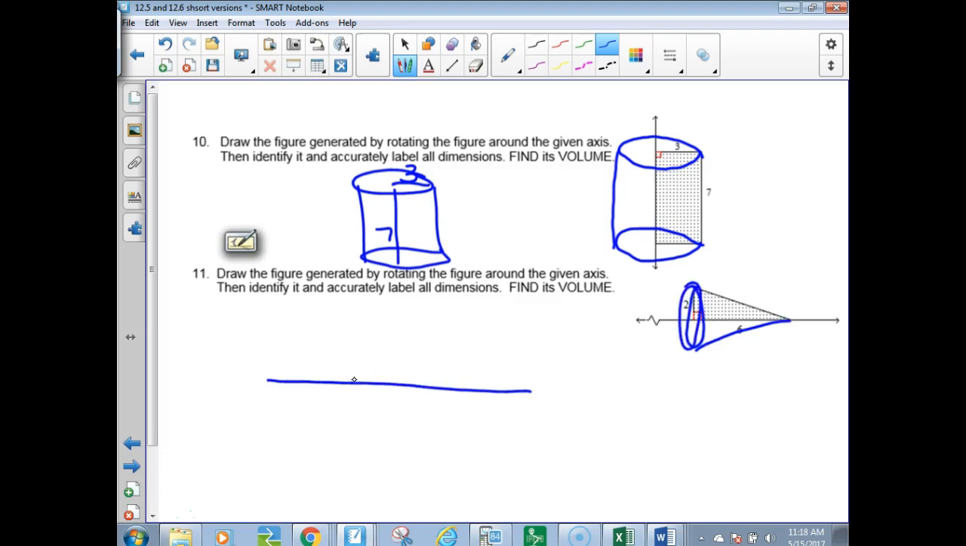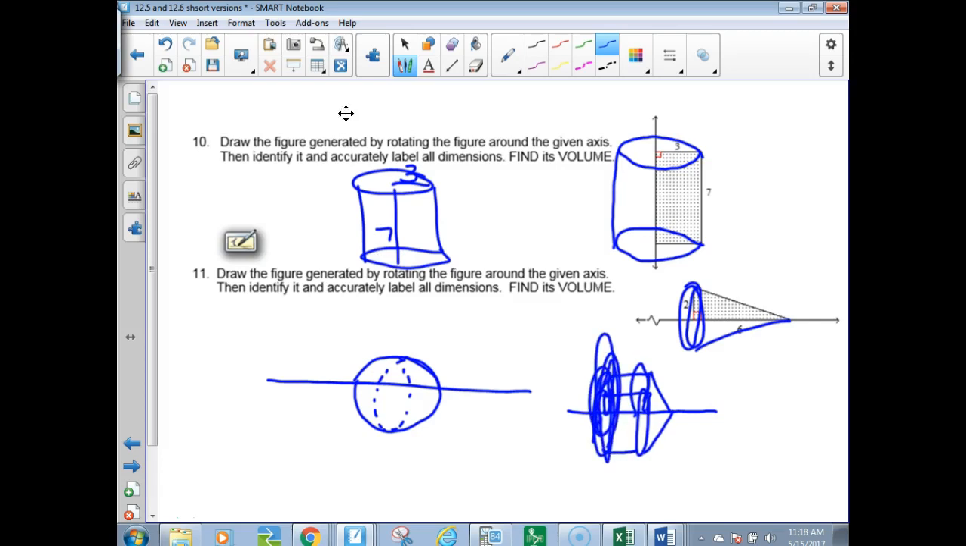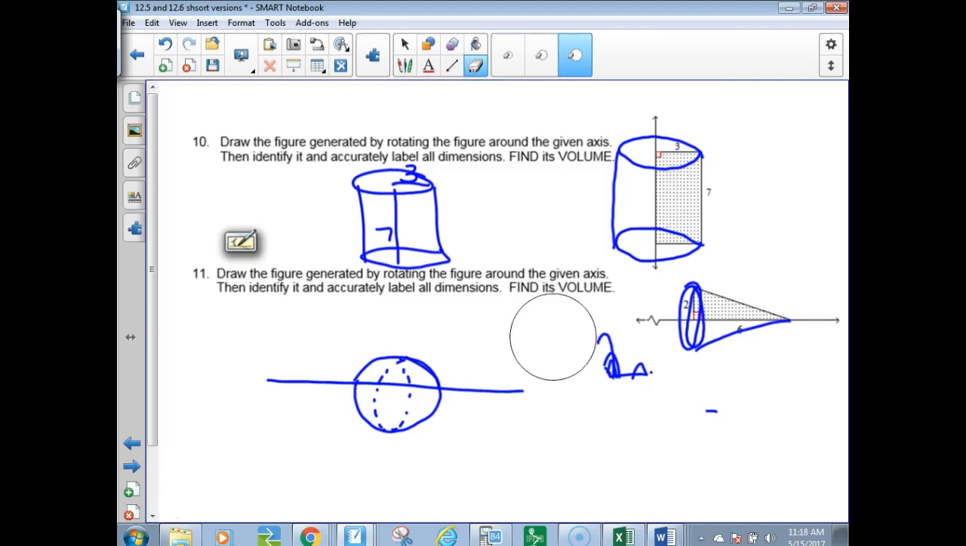Now look, what if you spun half a circle around? Yep, that would be a sphere. That's a problem. It's about all I can really think of to do, unless I did something fancy, like a rectangle and a triangle. Well, it would have circles, though. It would be like a cone and a cylinder, you know. I didn't draw it very well. It's a cone and a cylinder. All right, I drew a mess. Get rid of that.